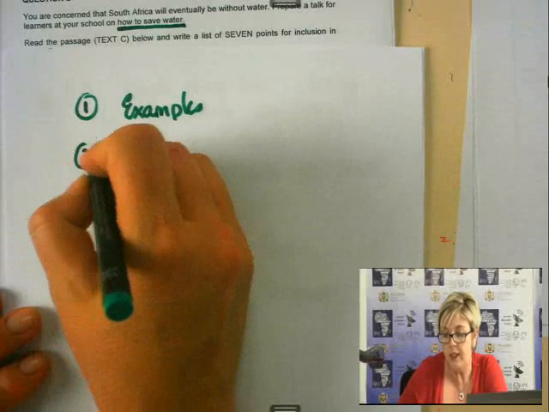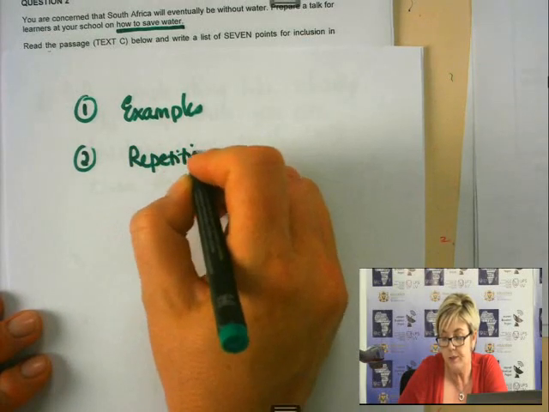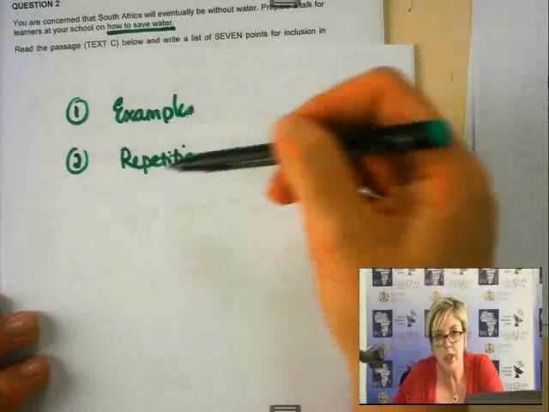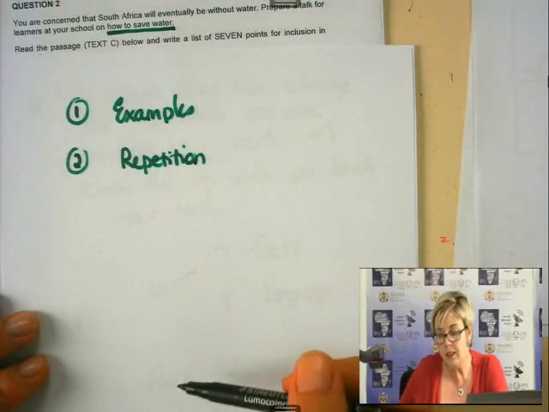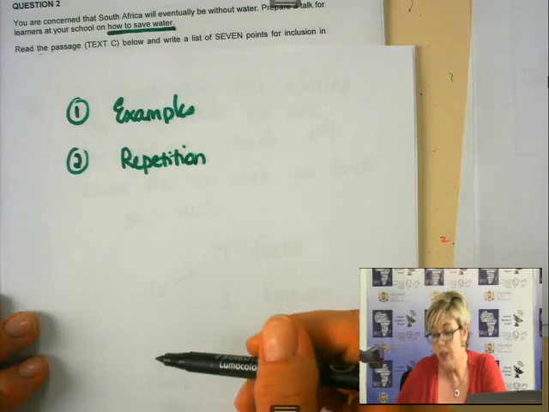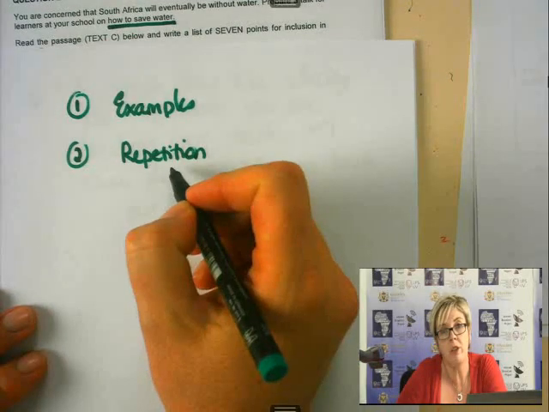Then the second thing, repetition. Be careful of repeating things. Sometimes in a passage, they mention a fact at the beginning. Later on, they repeat it, but just in a different way. And what learners sometimes tend to do, they write it down as a fact again. So that's what you have to be on the lookout for.